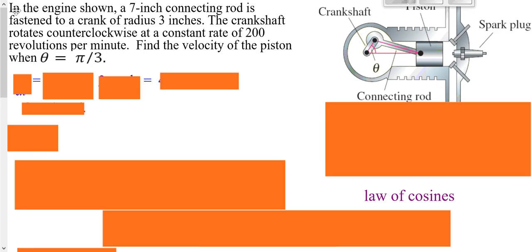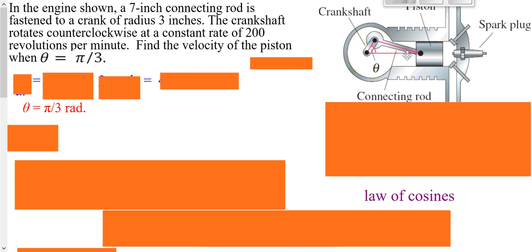So one last problem here. We have the inside of an engine. We have a 7-inch connecting rod which connects our piston to here. We have a 3-inch radius on our cranking shaft. It's rotating at 200 revolutions a minute, which is a relatively slow revolutions per minute when you think of what normal engines are in your car. We're wondering, what is the velocity of the piston at the angle of pi over 3? So we know our angle is pi over 3, and you know that's radians.